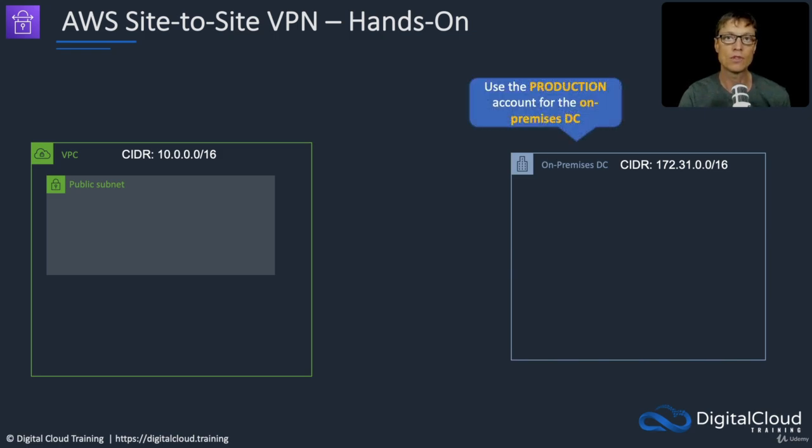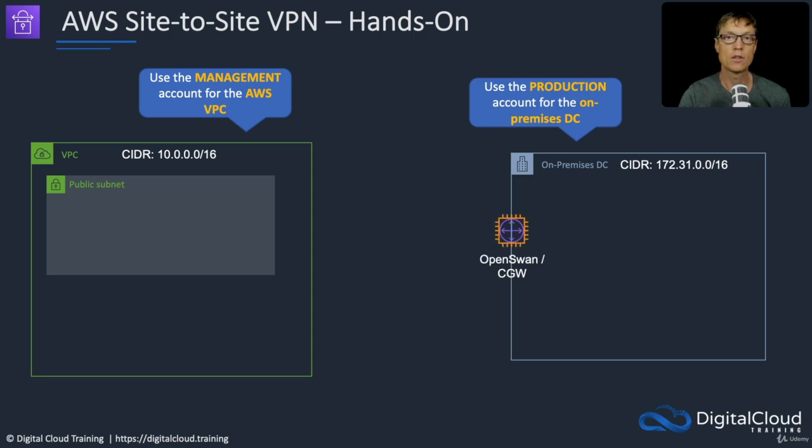So we have two accounts set up for this course. One is our management account and one is our production account. We're going to use the production account for the on-premises DC. We're going to use the management account for the AWS VPC. We then deploy an EC2 instance into the on-premises DC, and that's going to run a service called OpenSwan, which is an implementation of the IPsec protocol. And the AWS VPN is an IPsec-based VPN. It's the protocol it uses for securing the channel and encrypting the data.